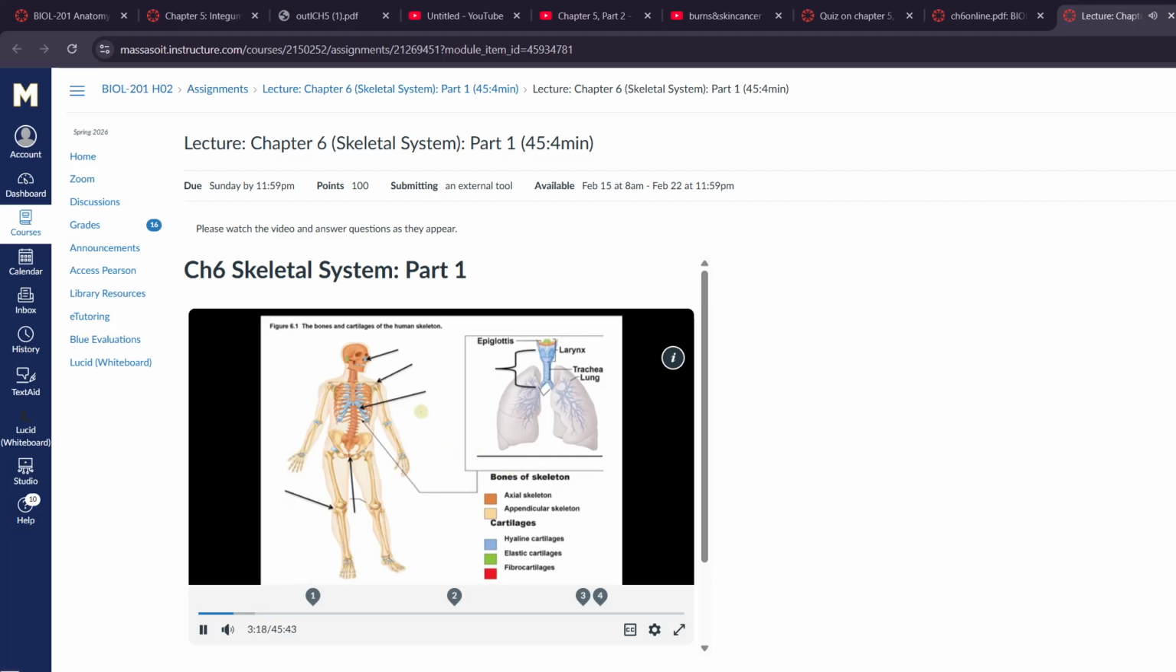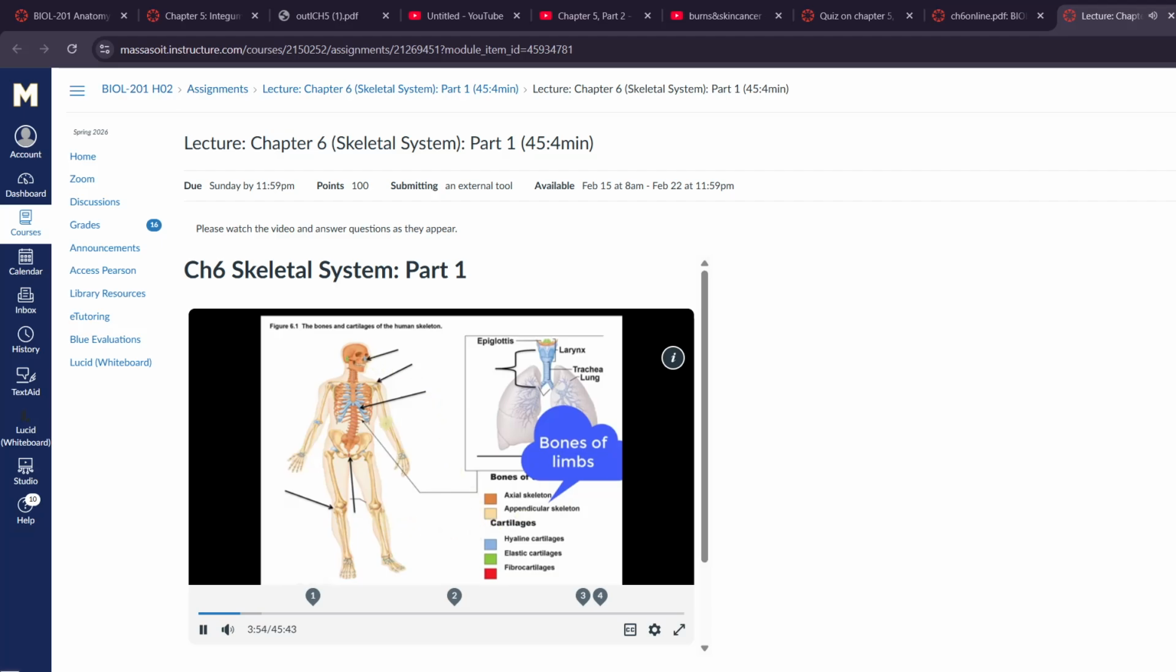If we take a look at this picture here, you'll see that they have color-coded the three types of cartilage. But let's take a look first here at this designation. So they've divided the skeleton into axial and appendicular. Now remember, the axial skeleton are all the bones of the head, neck, and trunk. In this picture, they are shown in a dark tan color. Appendicular skeleton are all the bones of the limbs, and they're shown in this lighter tan.